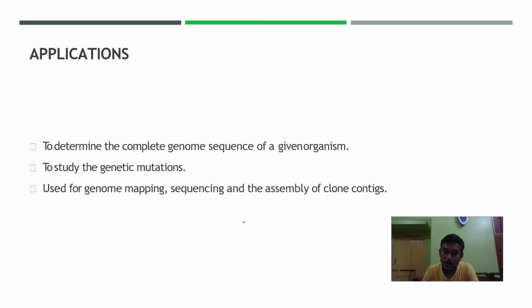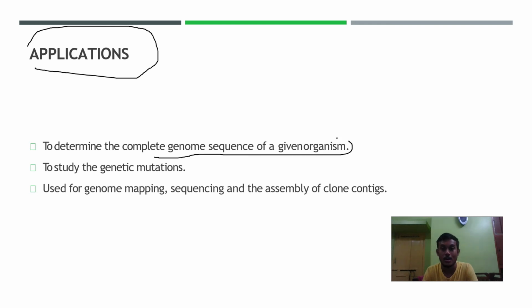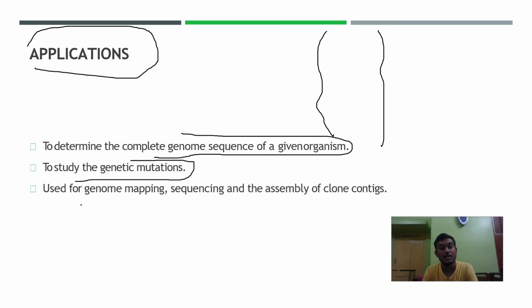And talking about the last part, which is the application of genomic libraries. It helps in the determination of the complete genome sequence of a given organism. Also, it helps in the study of genetic mutations, and it is used for genomic mapping, sequencing, and the assembly of clone contigs. So these were some of the applications related to genomic libraries.